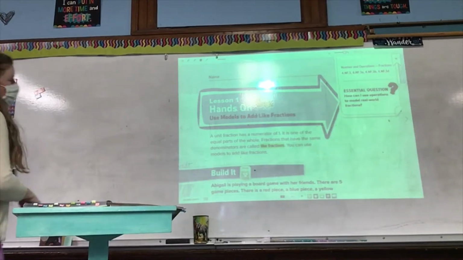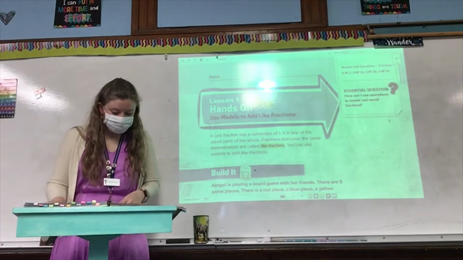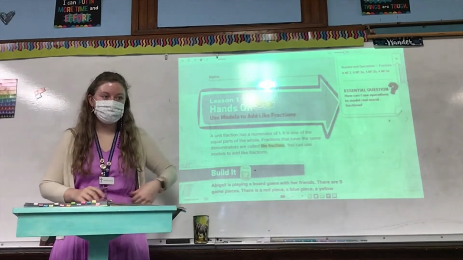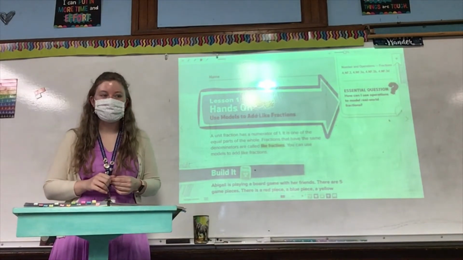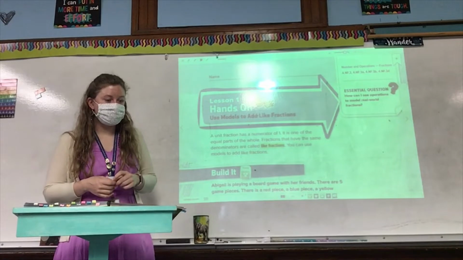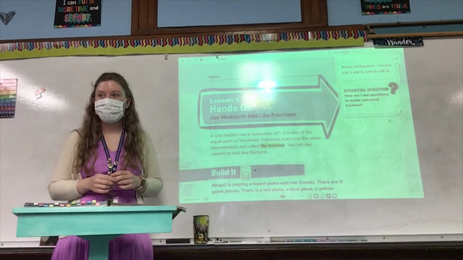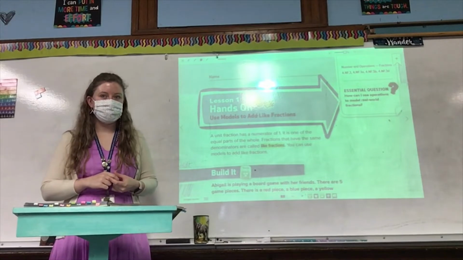Okay, so this is a hands-on lesson, so we're going to go ahead and go right in. Turn to page 561. Make sure you're on page 561. Lesson 1, use models to add like fractions, and you will need your fraction tiles for this. So make sure that you have your fraction tiles.